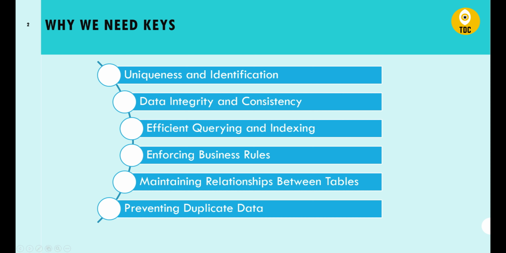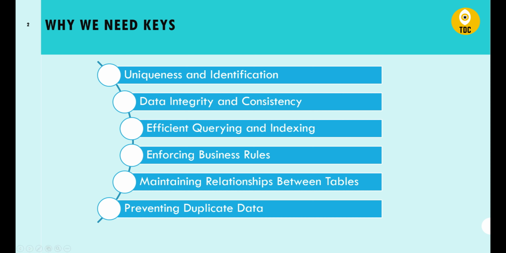And maintaining relationship between the tables. This is again referential integrity, where you have foreign key, primary key. There is an order table, customer table, right? So foreign key ensures that for every order there is a corresponding valid customer, which is quite important, right?